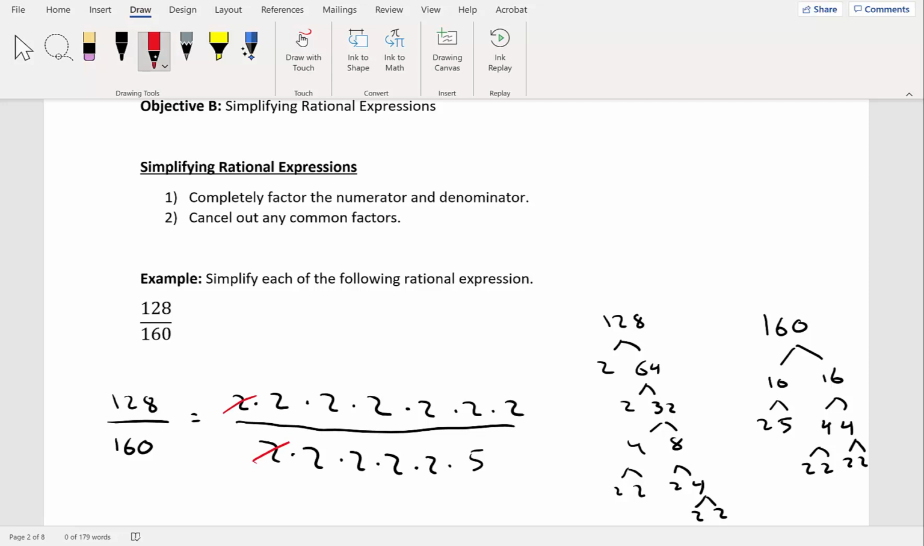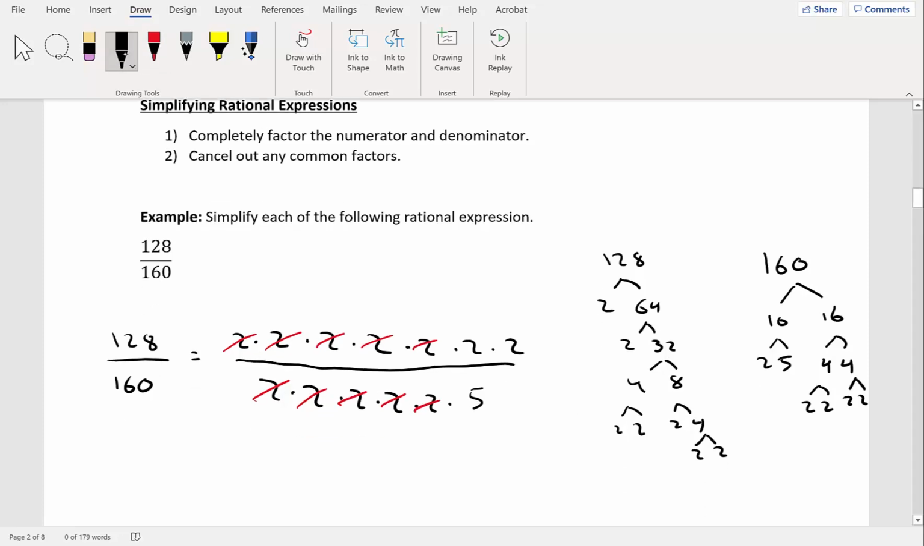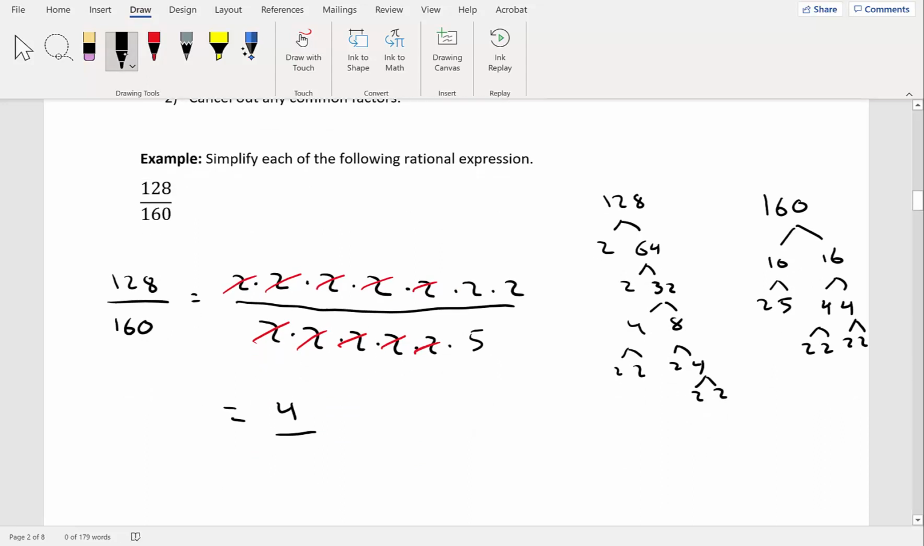So I can cancel out these 2's, another 2, another 2, another one, and another one. Okay. So what I'm left with is 2 times 2, which gives me 4. And then in the denominator, I'm just left with 5. And now we have that fraction completely simplified.